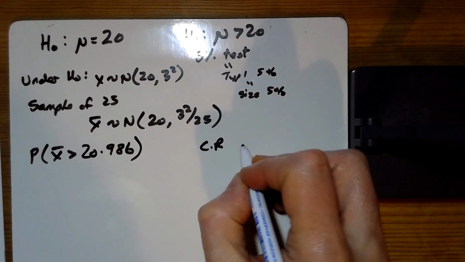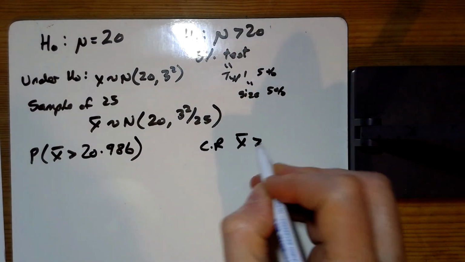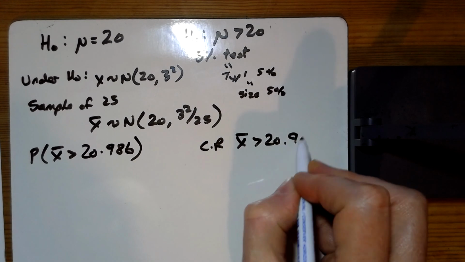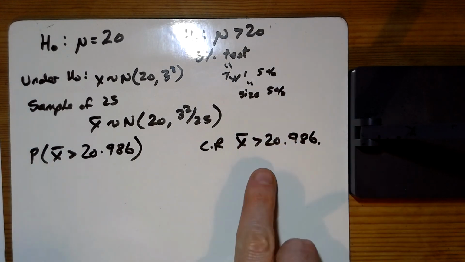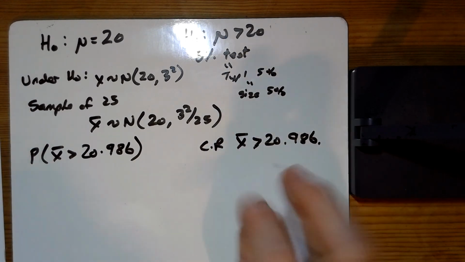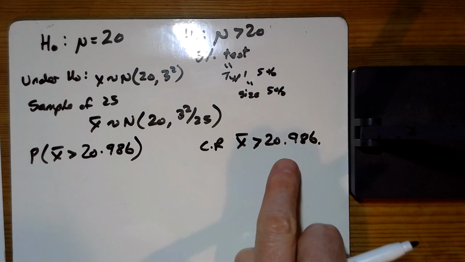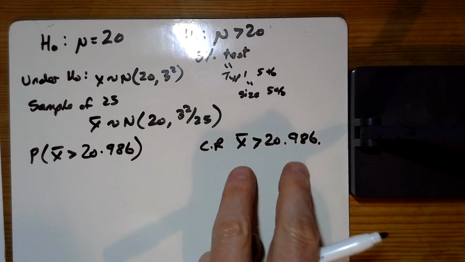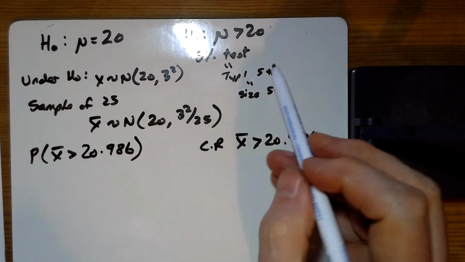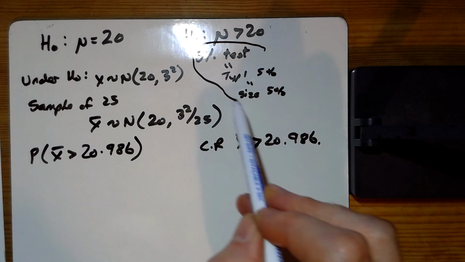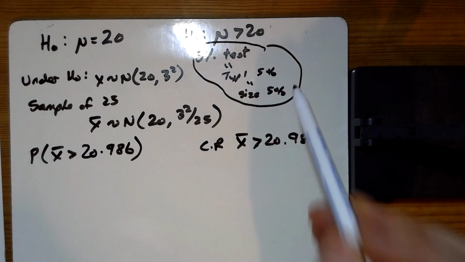My critical region is that the sample mean will be greater than 20.986. So if the mean is bigger than that, we would reject H0, and so this is a chance of 5%. The type 1 error is 5%.